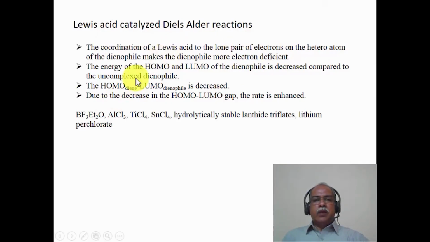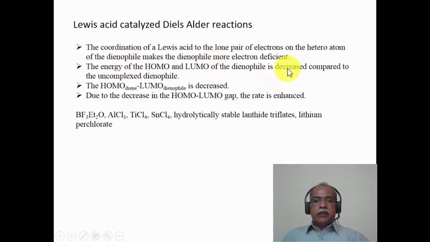Now, the energy of the HOMO and LUMO of the dienophile is decreased in comparison to the uncomplexed dienophile. That brings the HOMO-LUMO gap between the diene and the dienophile closer together. As a result of the decrease in the HOMO-LUMO gap of the diene and the dienophile, the rate is enhanced because the activation barrier is reduced. So it is a fairly simple explanation to offer why Lewis acid addition to Diels Alder reaction catalyzes the reaction.